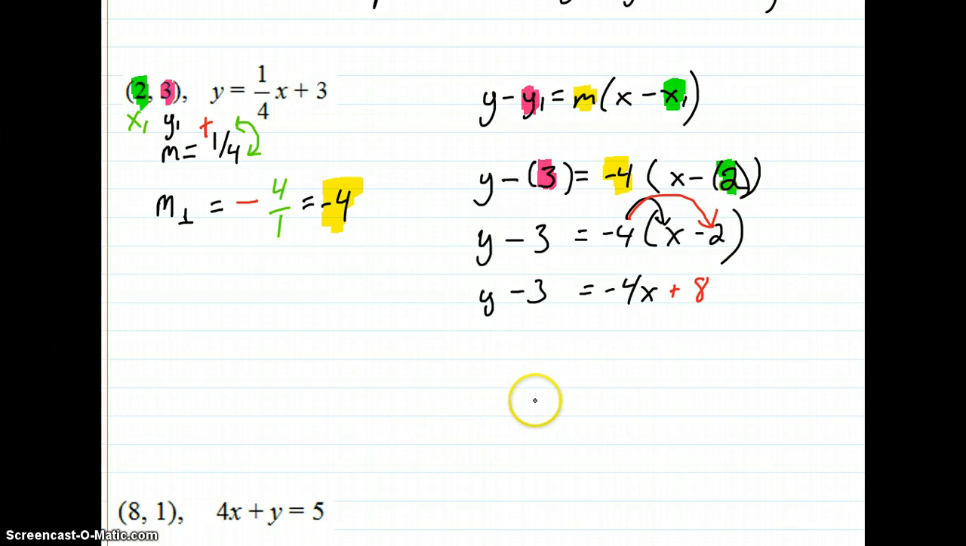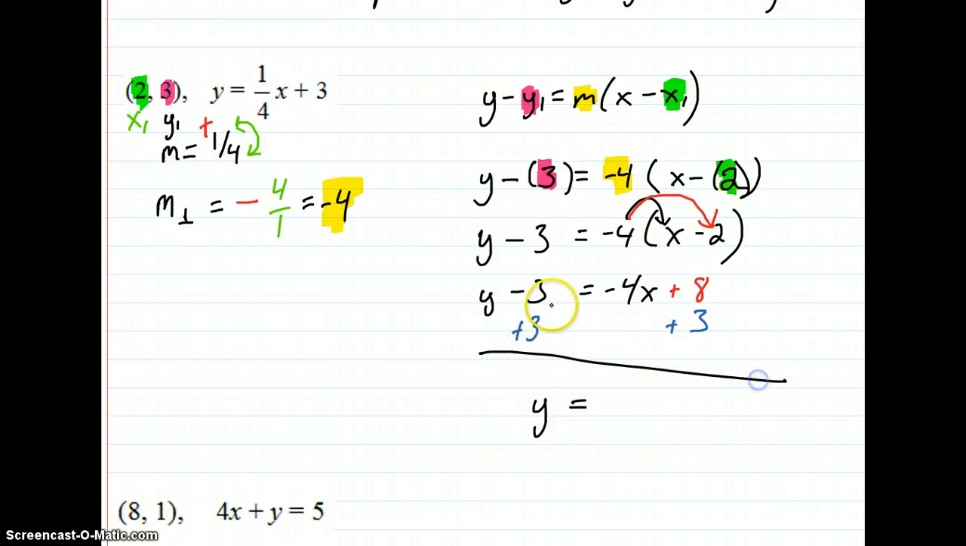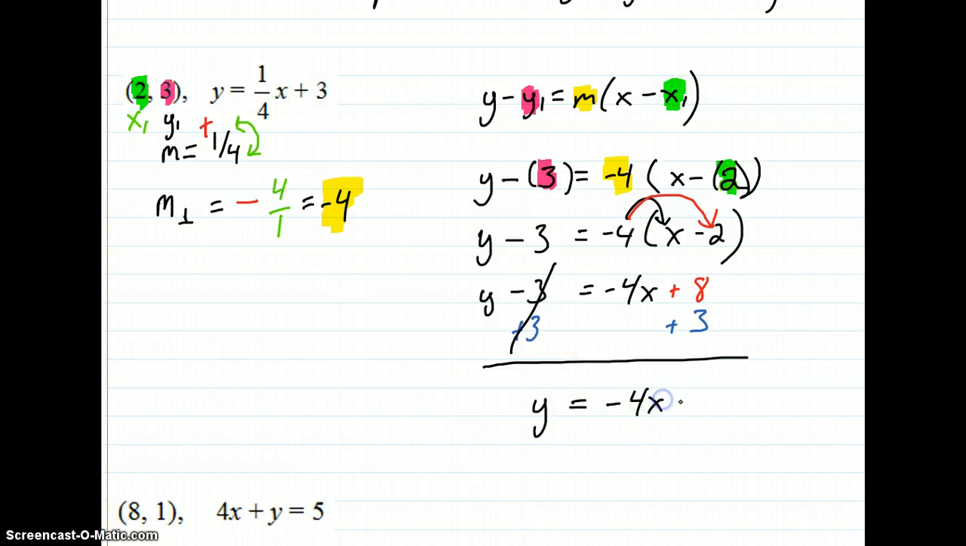And so our goal is to have y equals something. So we want to get rid of that -3 there. So we do the opposite. We add 3 to both sides. So the 3's go away, and we get y equals -4x plus 11.